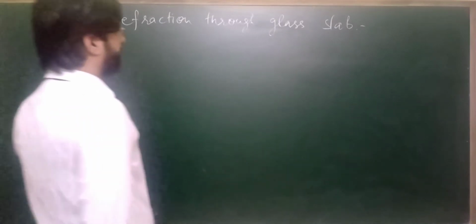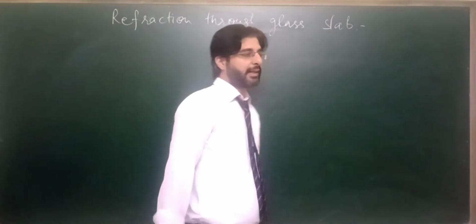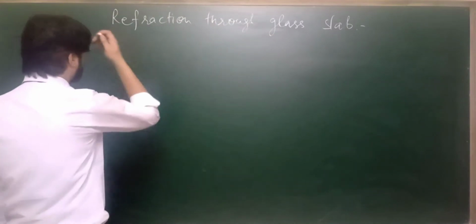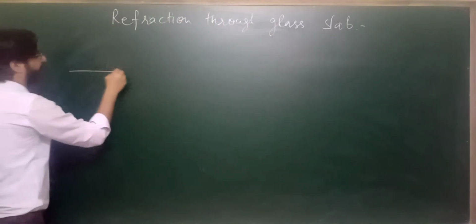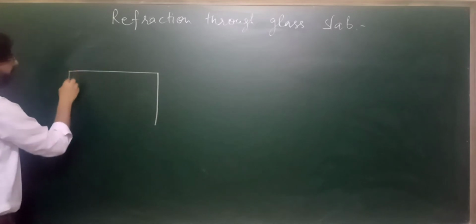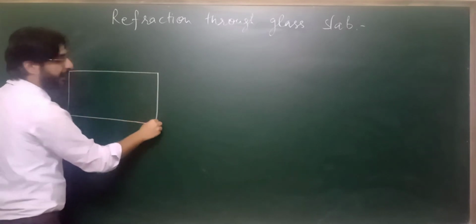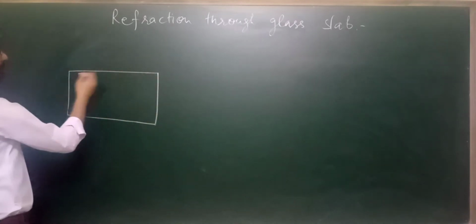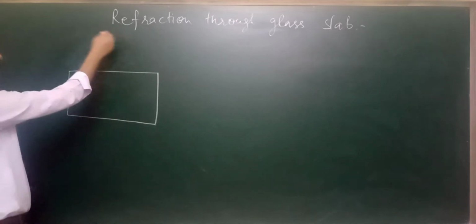So now the topic is reflection through rectangular glass slab. What we have to do? A little bit of this topic we have done logically. This we have done in class 10. Suppose this is a rectangular glass slab.